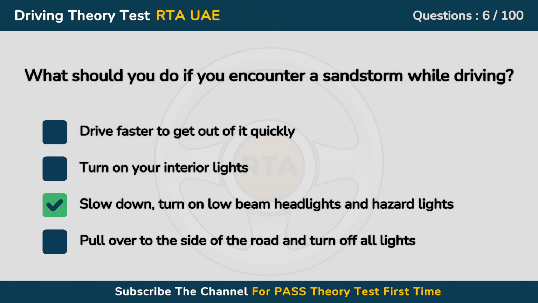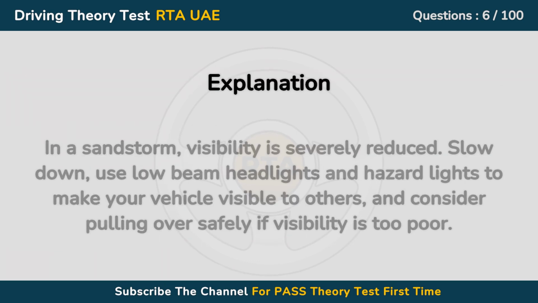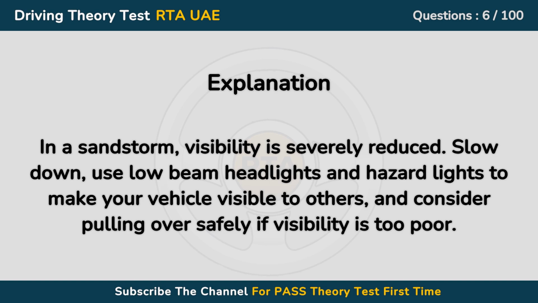Answer is C. Slow down, turn on low beam headlights and hazard lights. In a sandstorm, visibility is severely reduced. Slow down, use low beam headlights and hazard lights to make your vehicle visible to others, and consider pulling over safely if visibility is too poor.